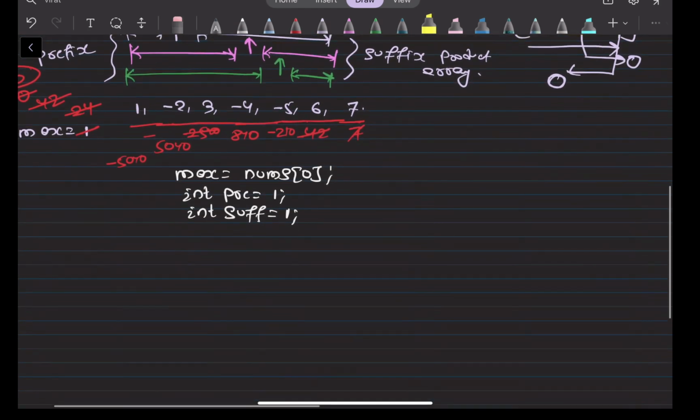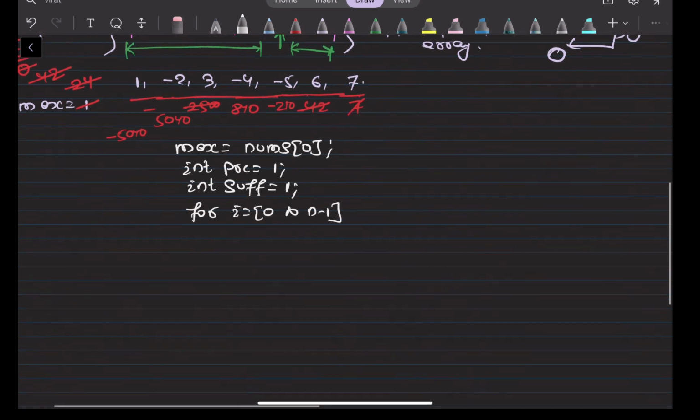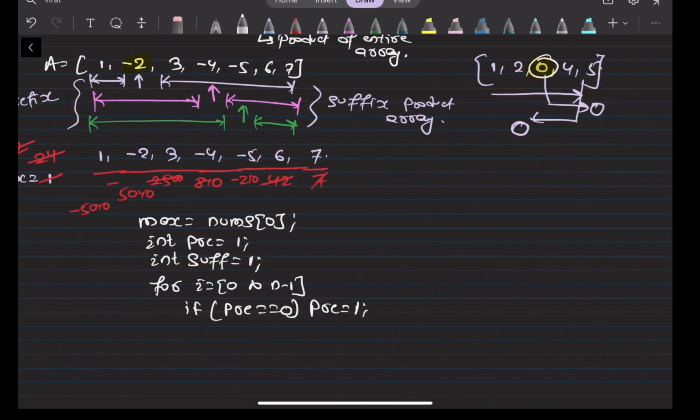So let's start. What do we have to do here? Can I simply write one for loop, i is equal to 0 to n minus 1, where n is nothing but the length of the nums array? So can I write here, first thing, if prefix double equals to 0, prefix is equal to 1. This is the case to handle this.